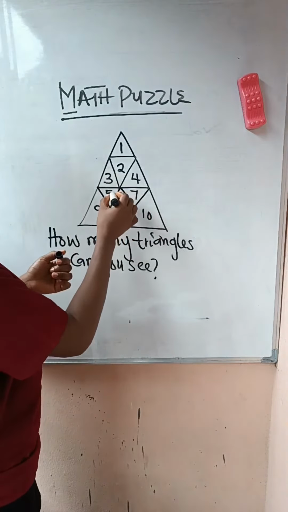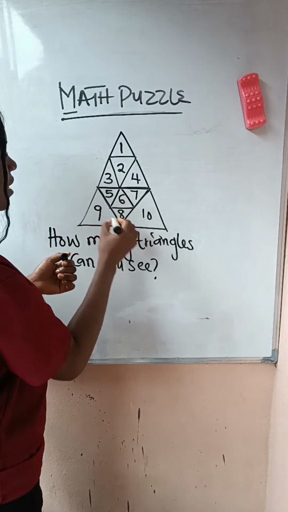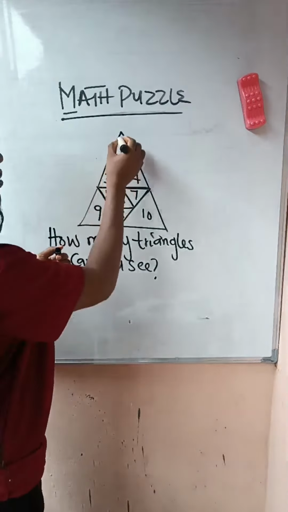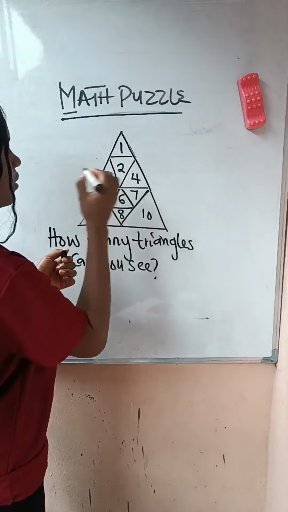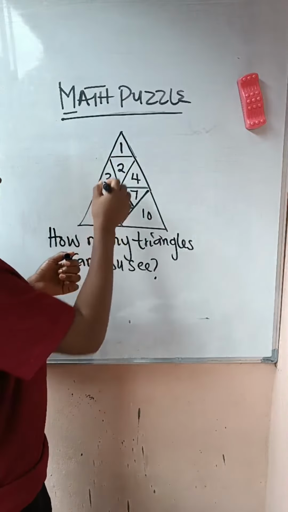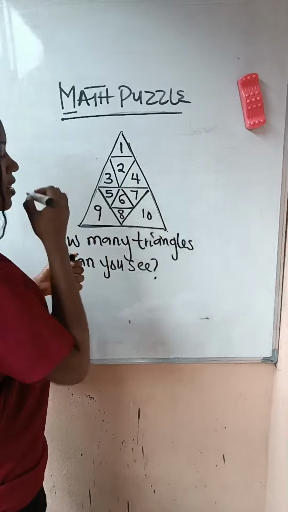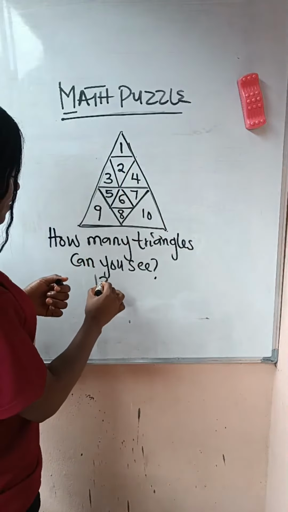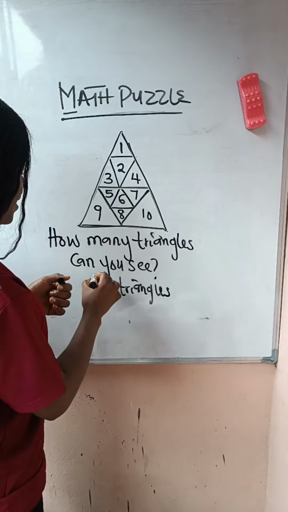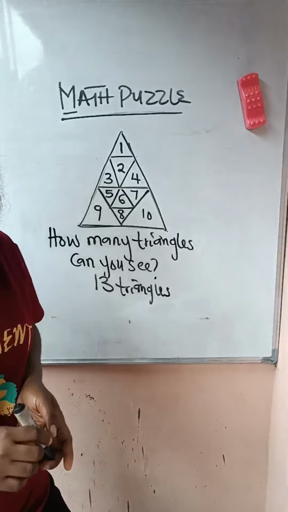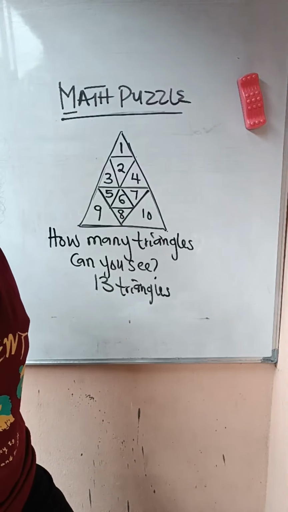Now you can see that the whole of this is another triangle. That is 11, right? The whole of this from here to here is another triangle. That is 12. Then the whole triangle, the biggest, that is 13. So we have 13 triangles. So those of you that said 13, congratulations. That is the answer. Exactly.